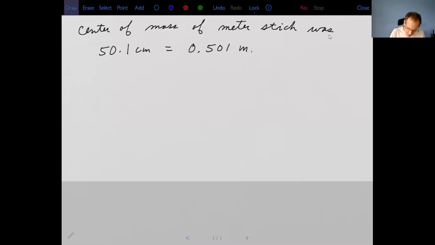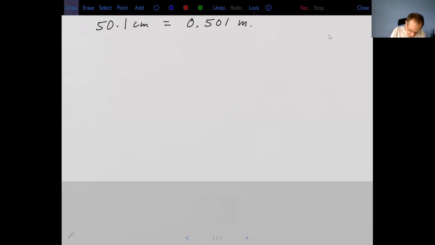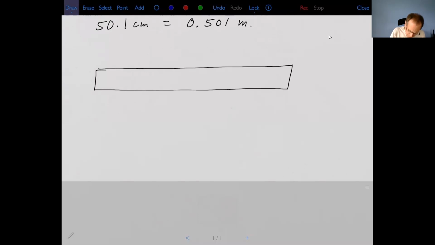Okay, so again, in our case, our center of mass was at 50.1 centimeters, right? And that's where I want to put my knife edge and my stand, and I'm considering the axis of rotation to be right at that point, at 50.1. And then 20 centimeters to the left of that, I'm going to hang a weight here.